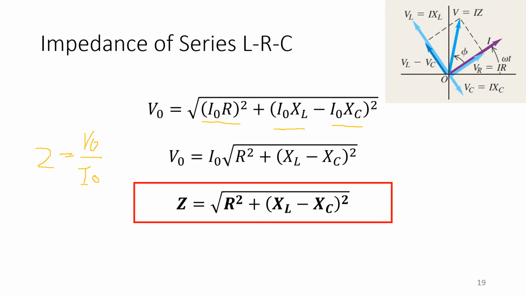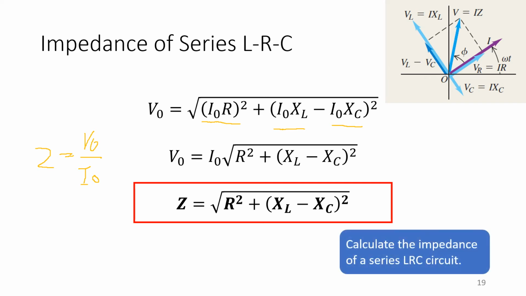Because we already have an expression for Z, that should already complete our first objective in calculating the impedance of a series LRC circuit. The impedance is given by this formula.